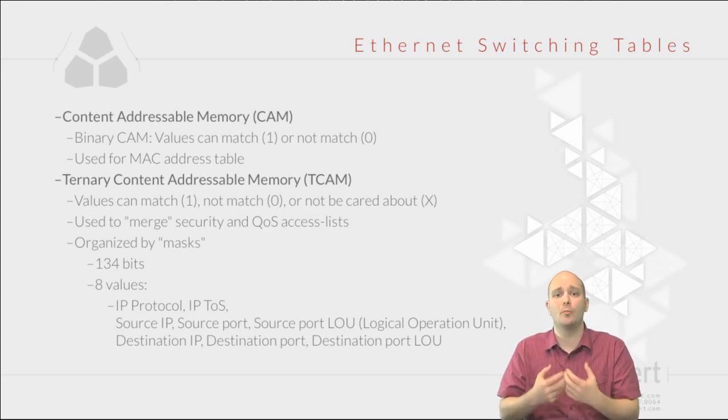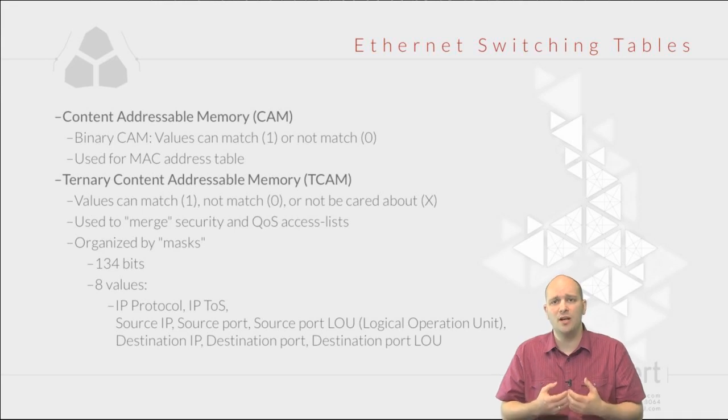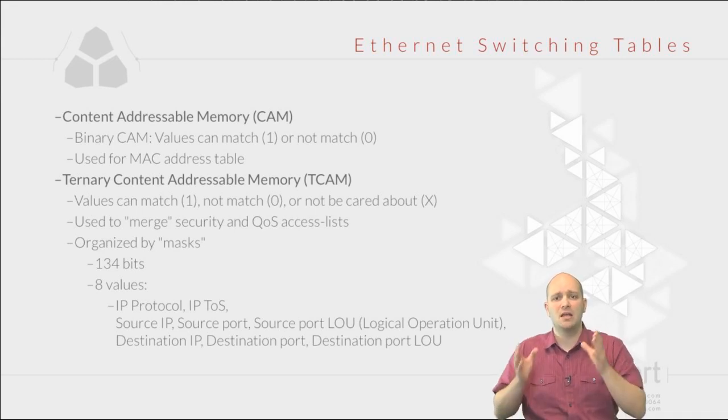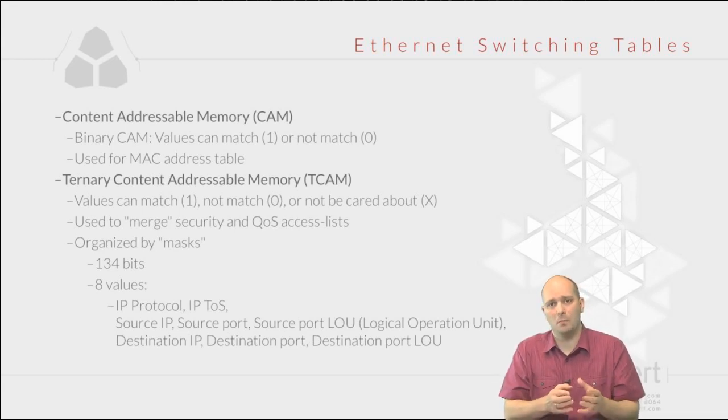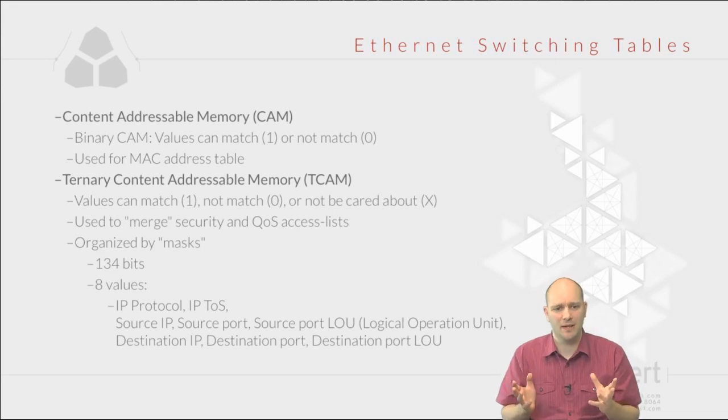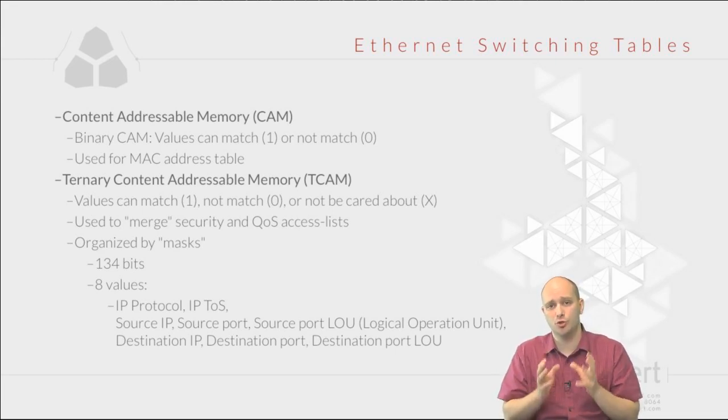When we perform a lookup in this table, we are really looking just for the information: does this MAC address exist in the table, and where is it? This is what we call a binary table. The values can match or they don't match. There is nothing in between. This table, the CAM table, is used to store the information about the learned MAC addresses.